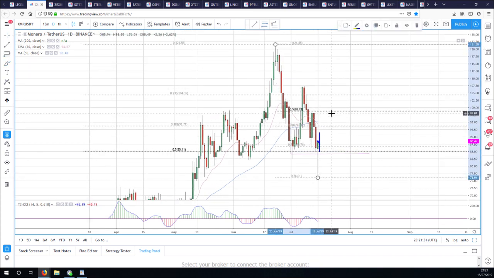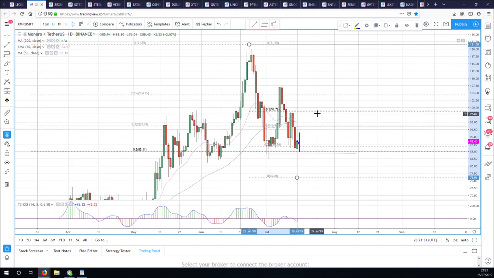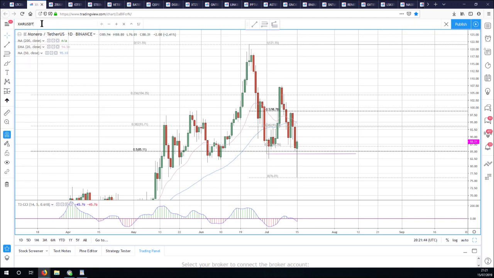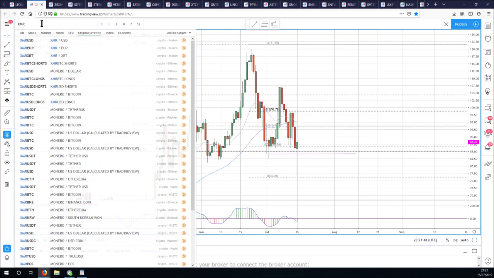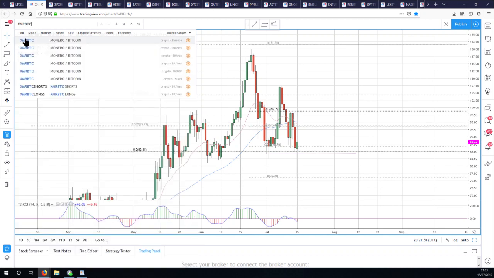High to low, 50%. We should rally from here to at least 98.78, which is just about 100, isn't it? 98.78 next. So that's where we're looking for in Monero, dollar and Monero, and Bitcoin. Let's see how we look there.